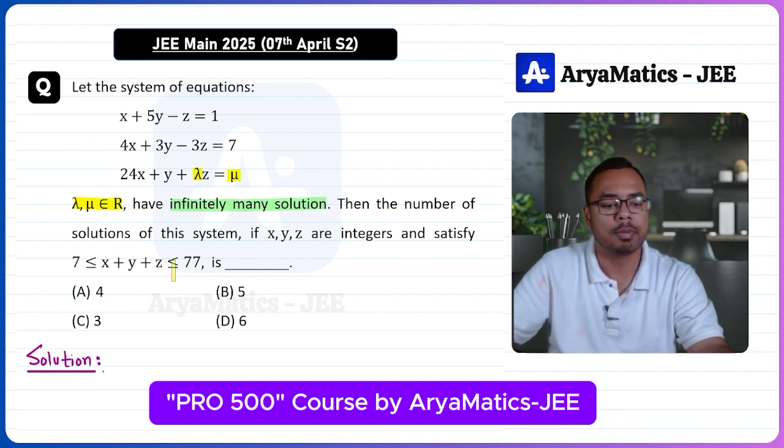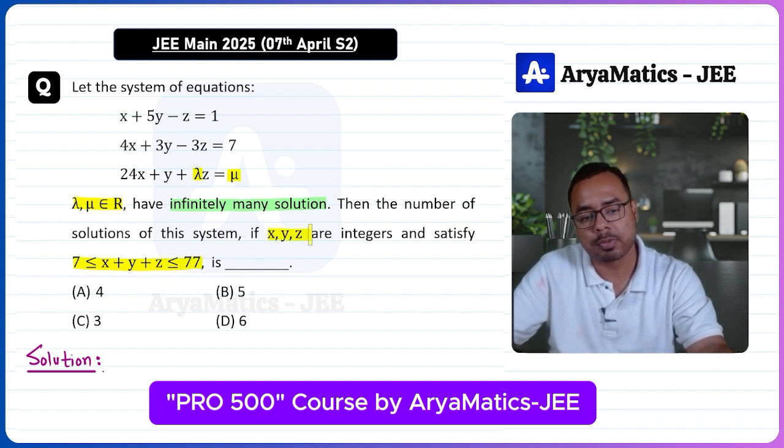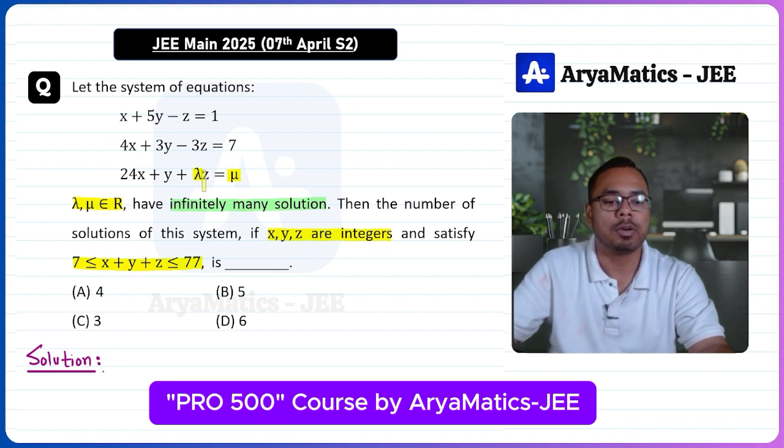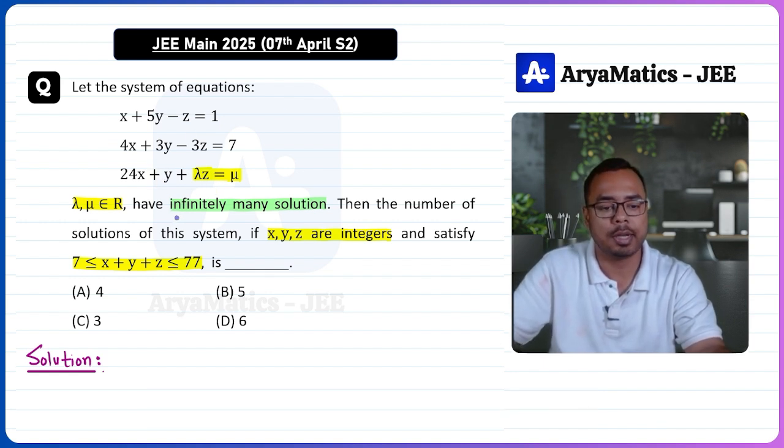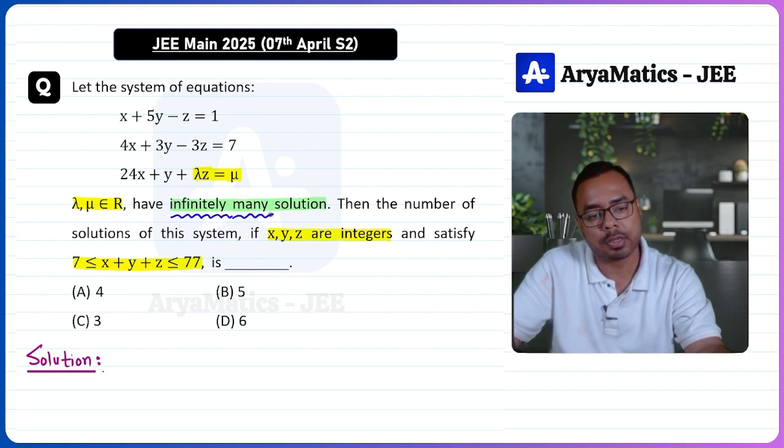this system of linear equations satisfying this condition: x plus y plus z is between 7 and 77, and x, y, z are integers. Now, the general method of solving this problem is to find the values of lambda and nu using the condition that this system of linear equations has infinitely many solutions.